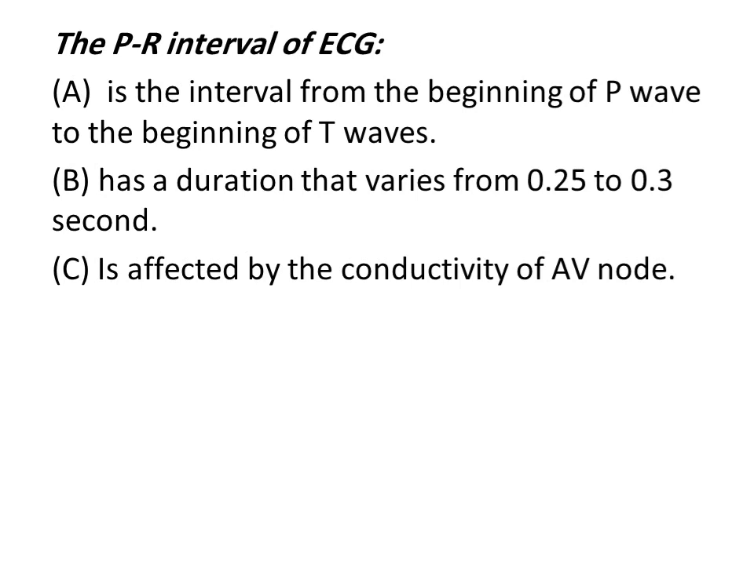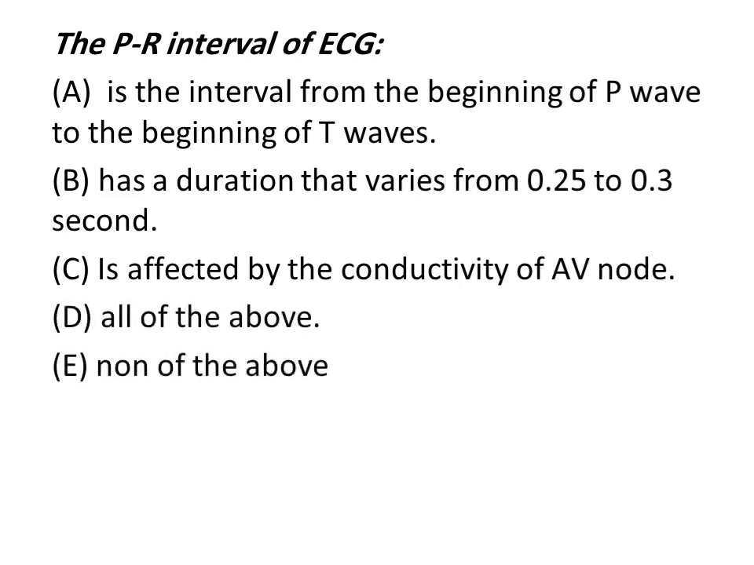As the delay of the AV node increases in certain diseases, the PR interval will be prolonged. راح يكون الدوريشن مال PR interval أطول من الطبيعي إذا كان هنالك خلل بالconductivity of the AV node، لأن الإمبلس راح تتأخر بالAV node وما راح توصل للفنتركل، فالPR interval راح تكون طويلة. D. All the above. The right answer is C. The PR interval affected by the conductivity of the AV node.